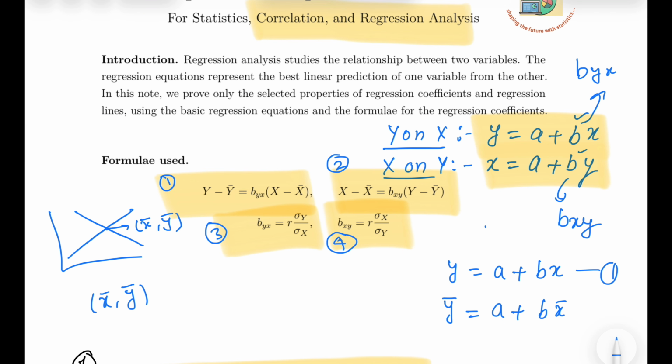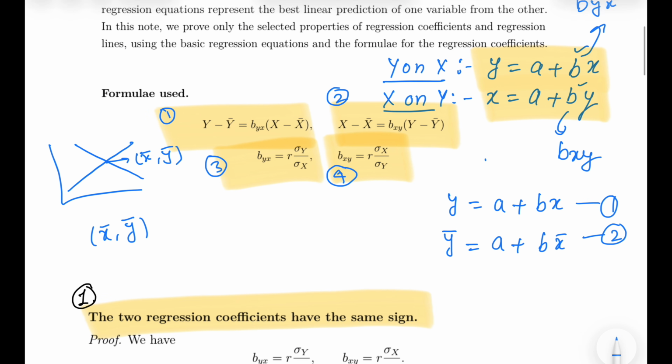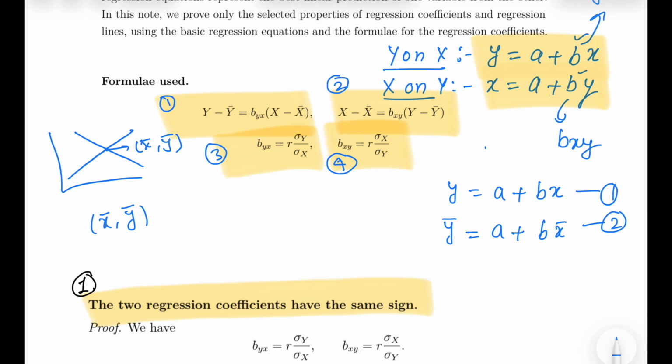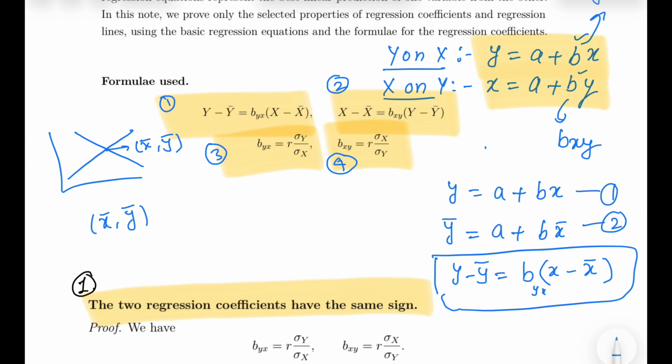Now you have equation 1 and equation 2. If you subtract them, you get y minus y bar equals bx minus b x bar, as a cancels out. Taking b common, it is b times x minus x bar. Denoting this b as byx, you get y minus y bar equals byx times x minus x bar. Similarly, you can prove x minus x bar equals bxy times y minus y bar.